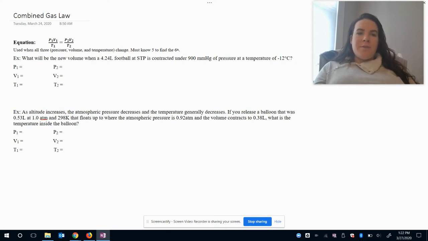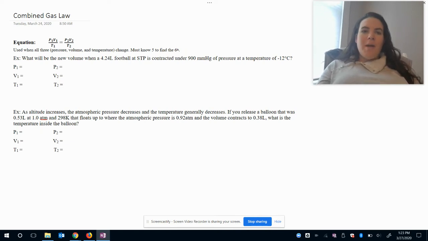And with these ones, you're going to have a lot of numbers in the problem. All three are going to change. You know 5 of the numbers. We're solving for the 6th. So notice in my two problems that we're doing together, I wrote out all the variables. That's another way to keep track of all of your numbers. The hardest part of these is identifying the numbers for the problem and which equation to use. Once we plug it in, we just do some algebra and solve for whichever one we're missing.